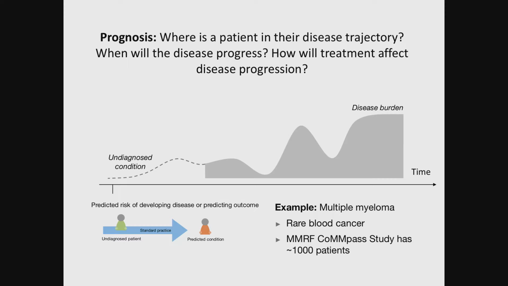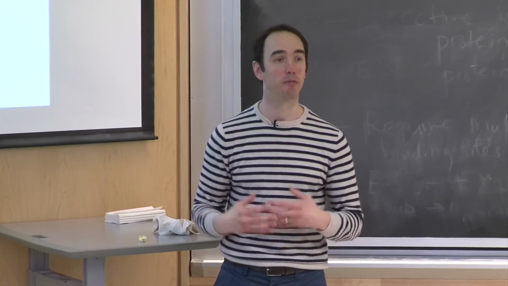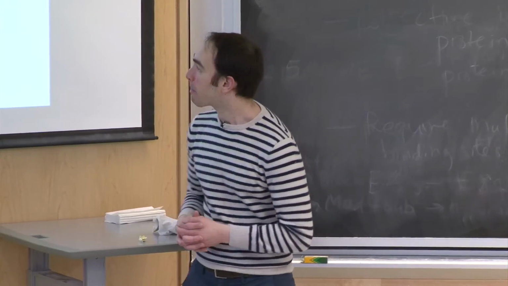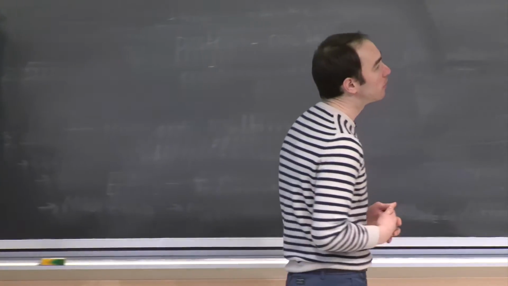It's rare, and so you often won't find data sets with that many patients in them. For example, this data set, which I'm listing at the very bottom here, from the Multiple Myeloma Research Foundation COMPASS study, has roughly 1,000 patients, and it's a publicly available data set. Any of you can download it today, and you can study questions like this about disease progression, because you can look at laboratory tests across time. You can look at when symptoms start to arise. You have information about what treatments the patient is on, and you have outcomes like death.